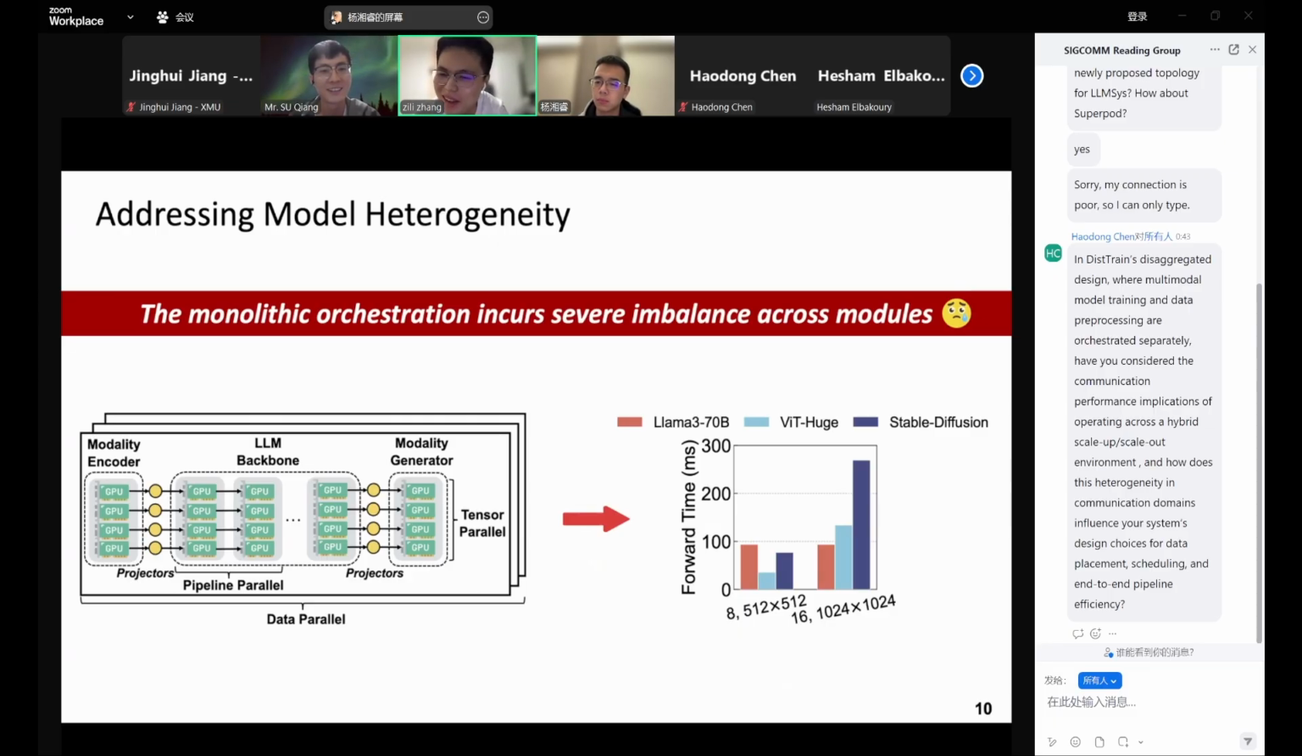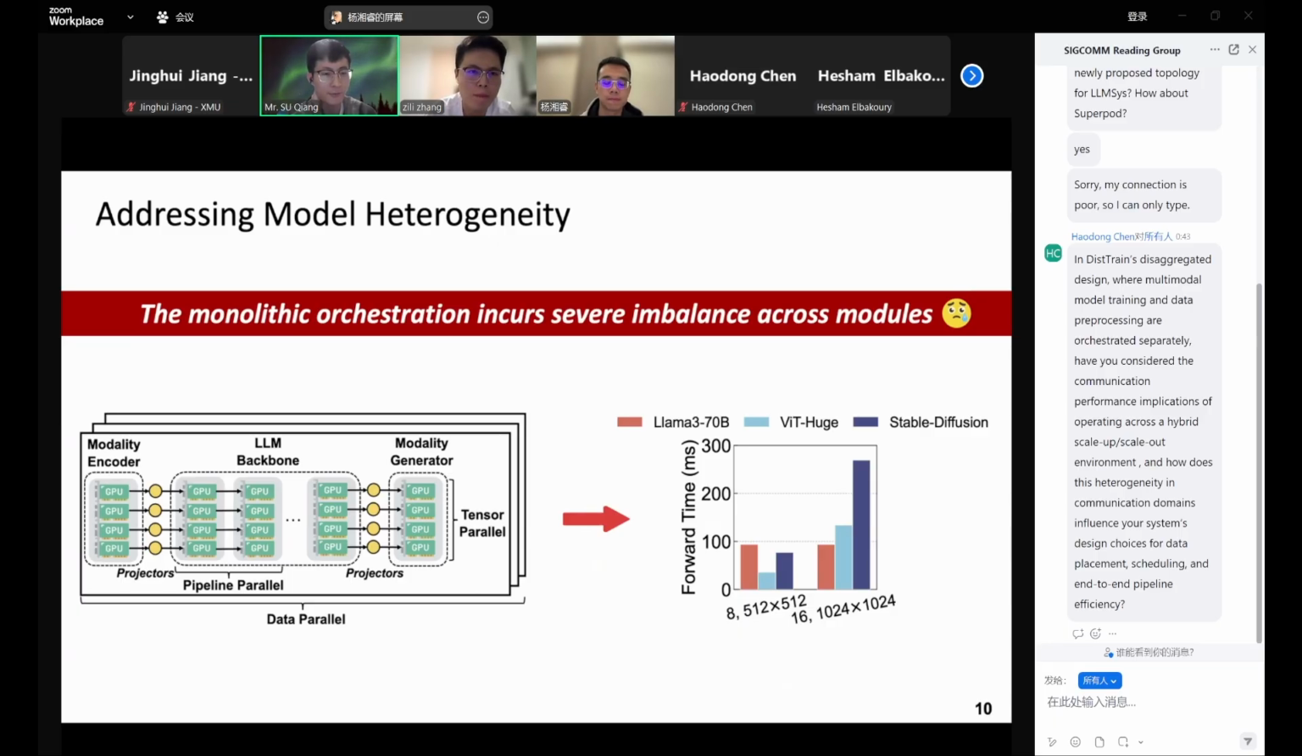Actually, I'm not thinking much about the next step. Okay. Okay. Let's just move to the DistTrain's design.